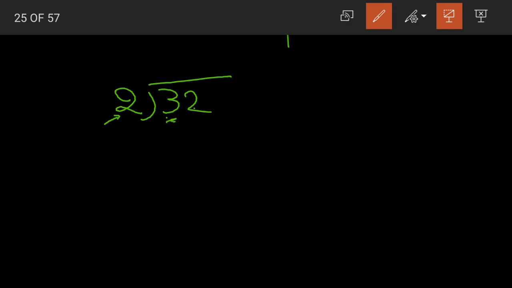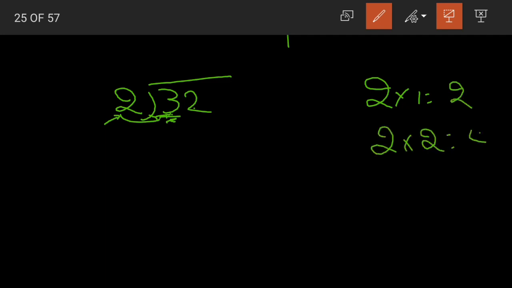Now again, let us take only our first digit. 3 is greater than 2. Yes. So we need to divide only one digit here. If you look at 2 table, we have 2 ones are 2 and 2 twos are 4. We do not have any 3 in 2 table. So that 3 comes between this 2 and 4. Yes or no, children? Yes.